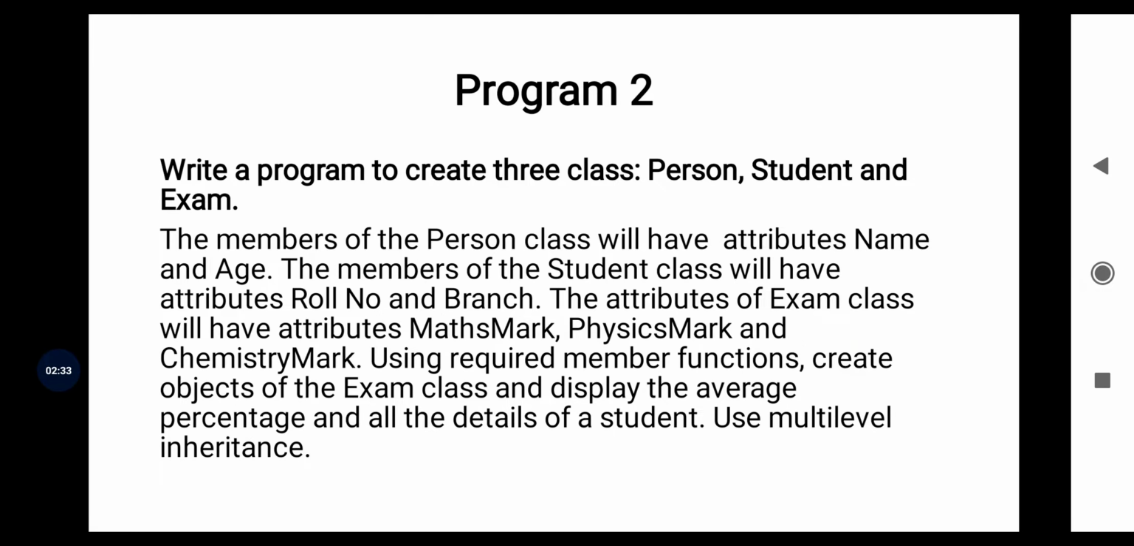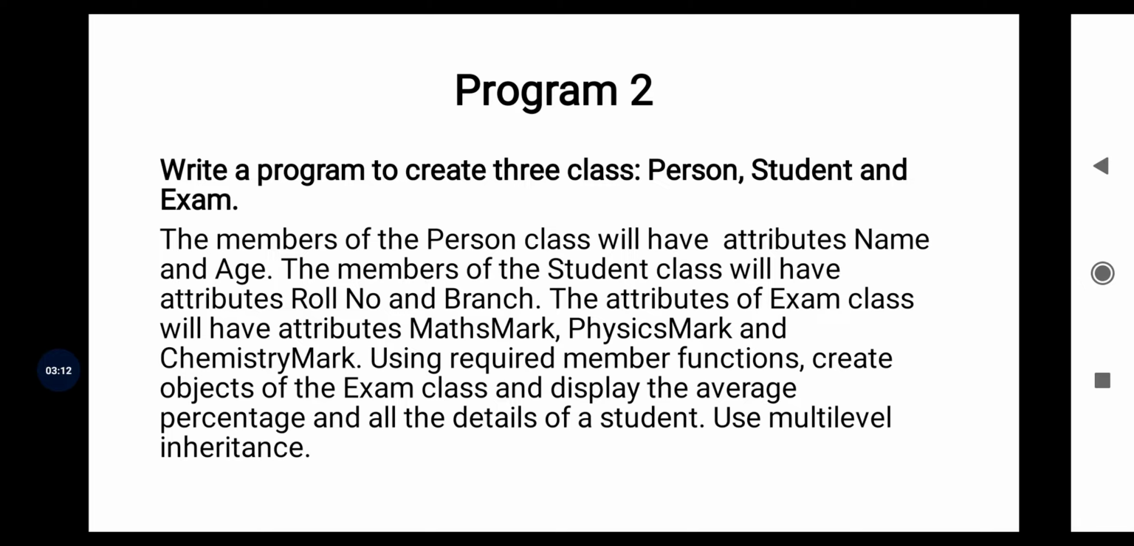Now the second program is a simple program which involves 3 classes: person, student, and exam. Now here you need to demonstrate multi-level inheritance. So the person class would be the topmost class, which would be the base class. Now you need to derive the student class from the person class. So the student class will be the derived class for the person class, and from the student class you're going to derive the exam class. So you have 3 levels here. The topmost base class is the person class, and next is the student class, and next is the exam class.